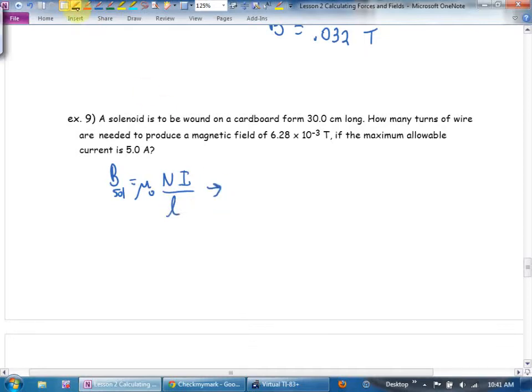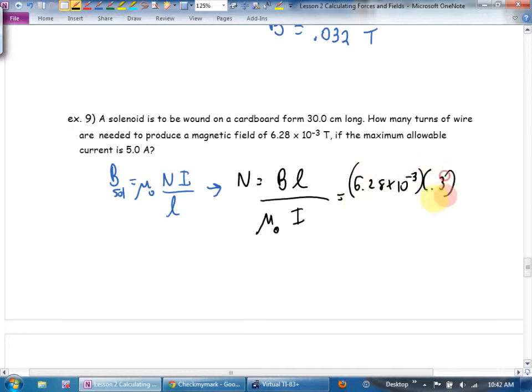Well, N equals, I think we're going to have B L divided by mu naught I. Is that correct? L moves up, mu naught down, I down. It's going to be B, 6.28 times 10 to the negative 3, L, 0.3, the permeability of free space, 4 pi times 10 to the negative 7, and 5 amps.